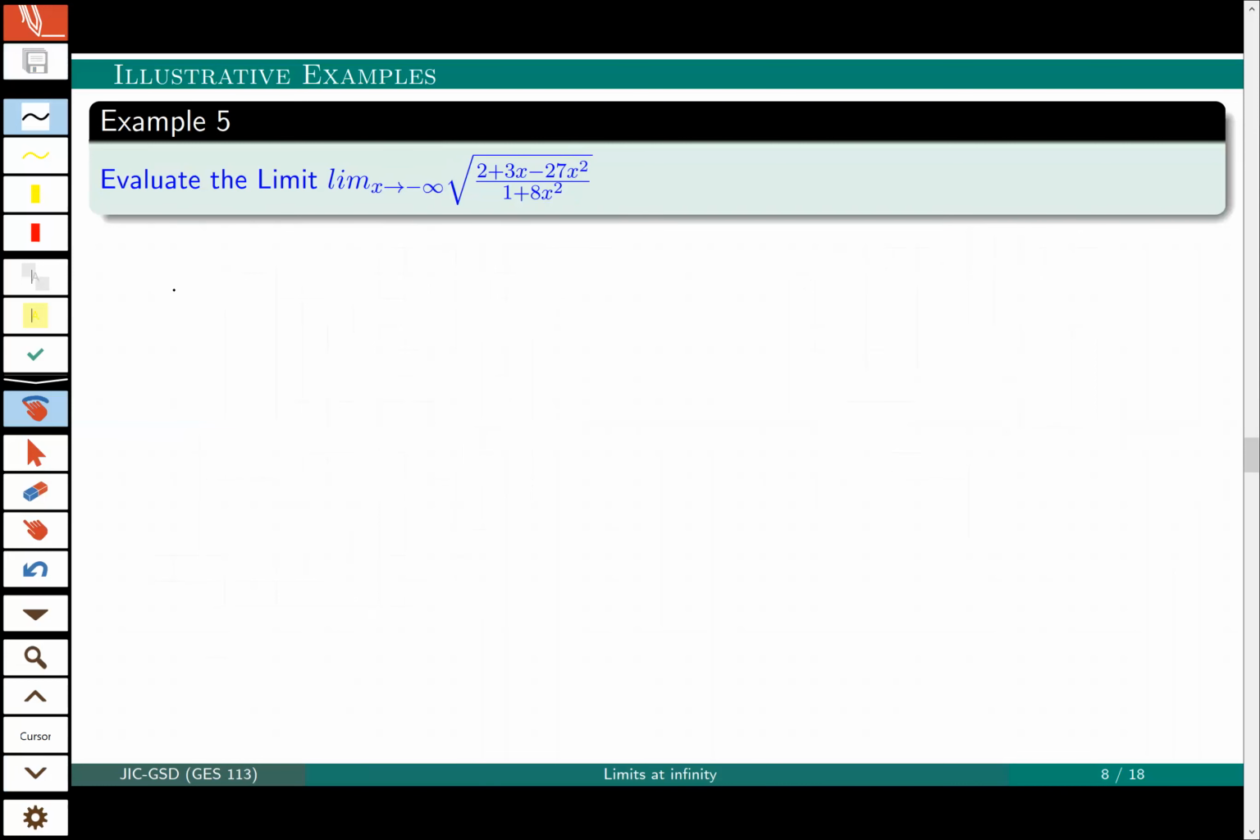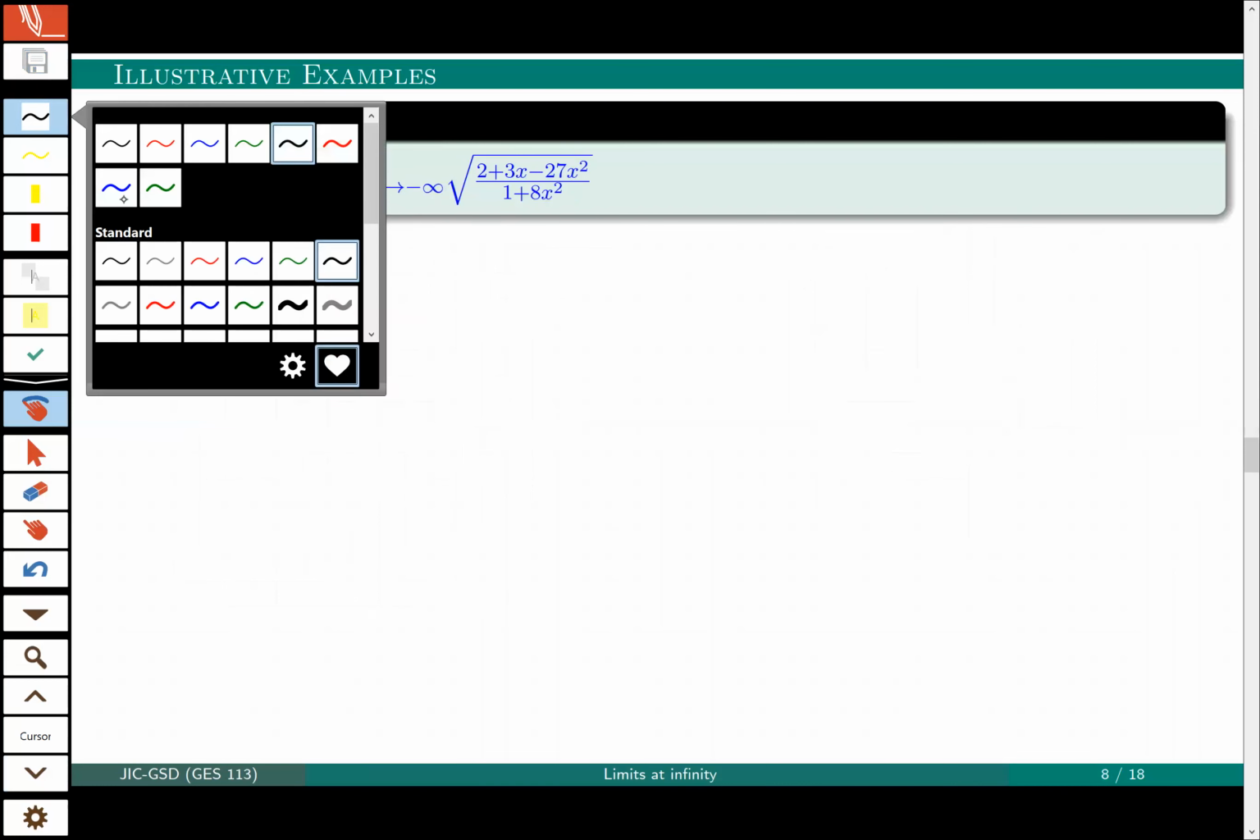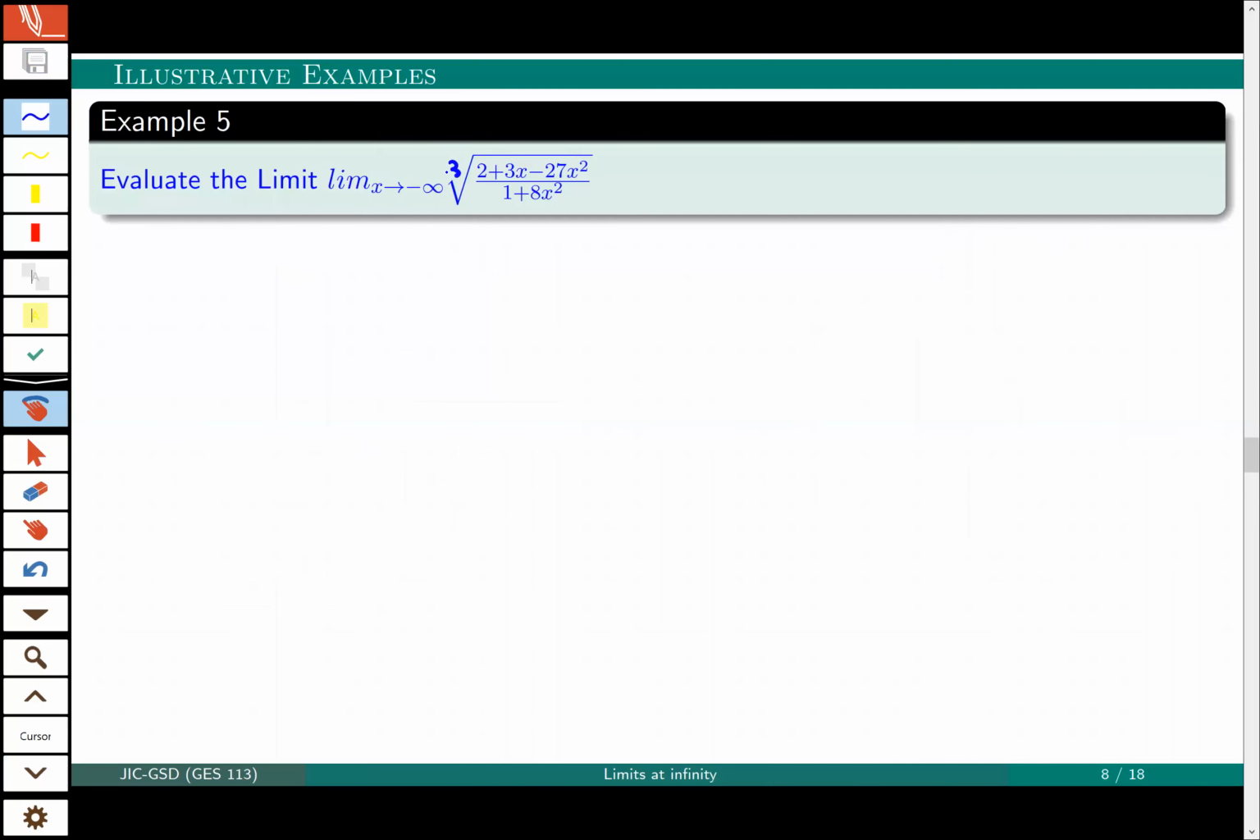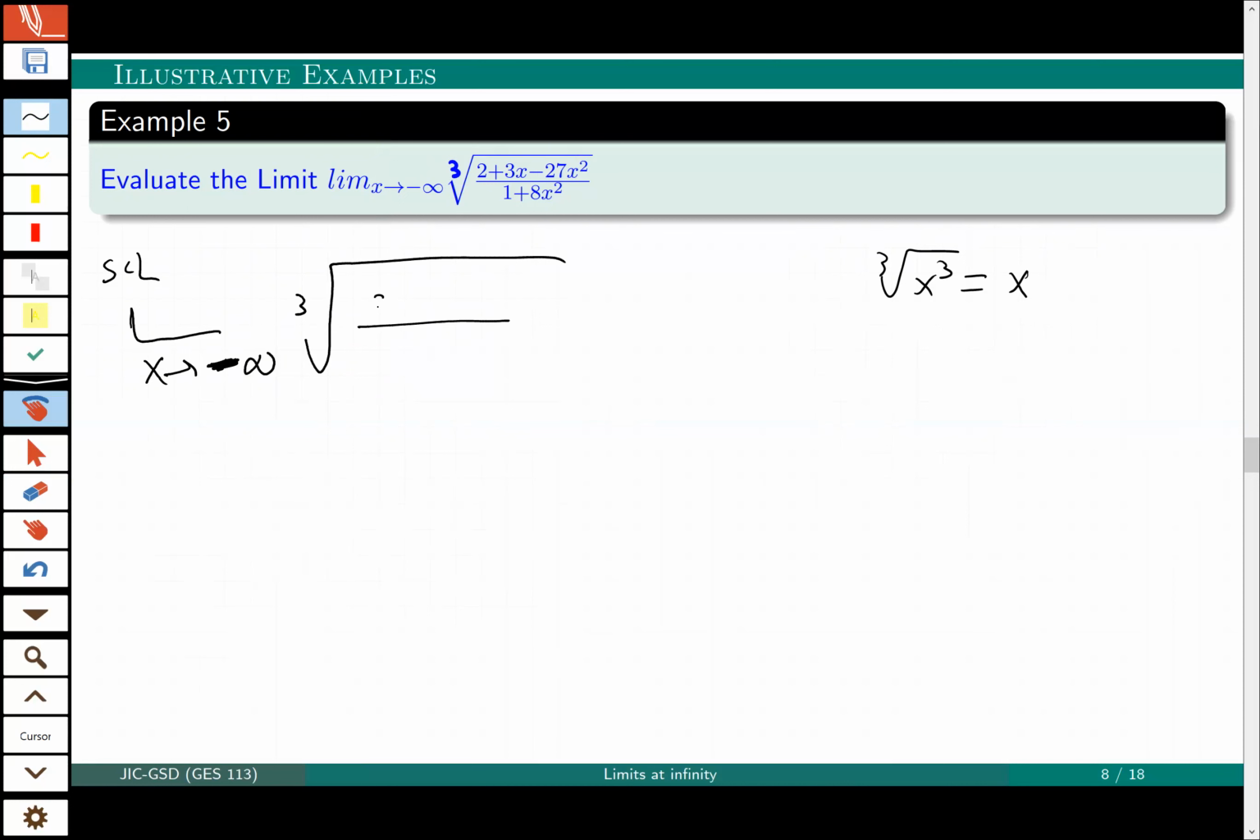Now, we have here a typo mistake, let me correct it. That's a cubic root of x. And here you need to remember, cubic root of x cubed is just x. So when we have the limit when x goes to minus infinity, cubic root of (2 plus 3x minus 27x squared) over (1 plus 8x squared).